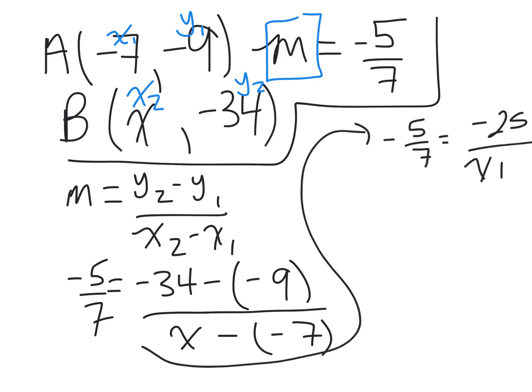7 times -25 gets me to -175. So I just did that there. The next step is -5 times x plus 7. It doesn't matter which part of your fraction the negative goes with, whether it goes with the 5 or with the 7. You just have to pick one of the two. In this situation, I picked that the negative goes with the 5. You just have to make sure you pick. So I read it as -5 bracket x plus 7.